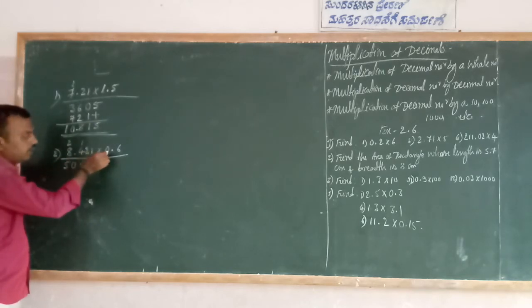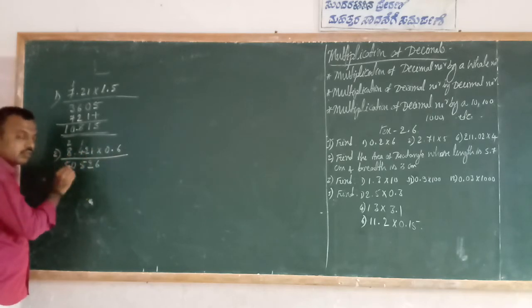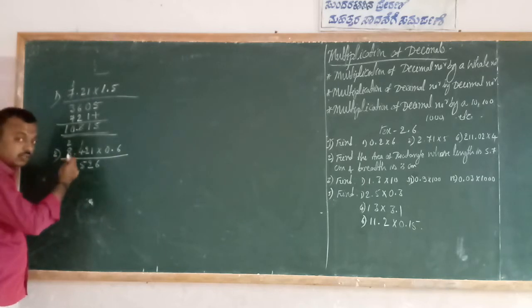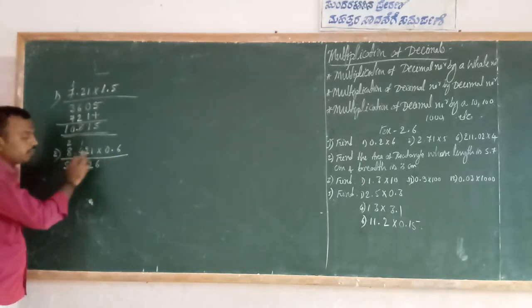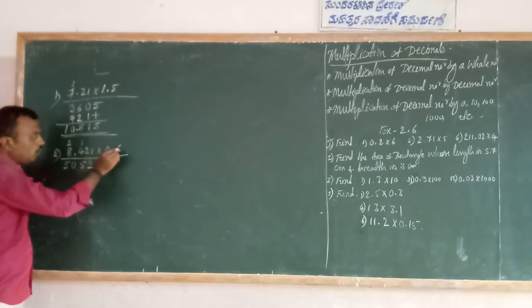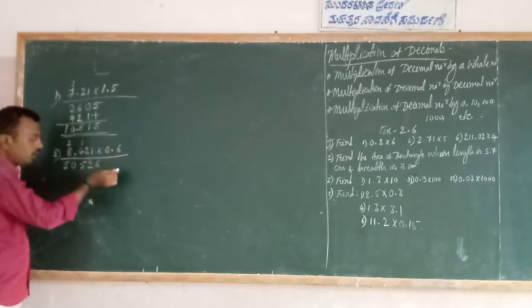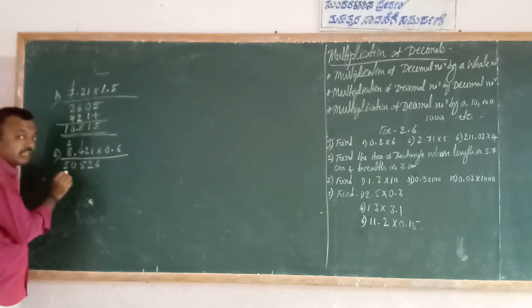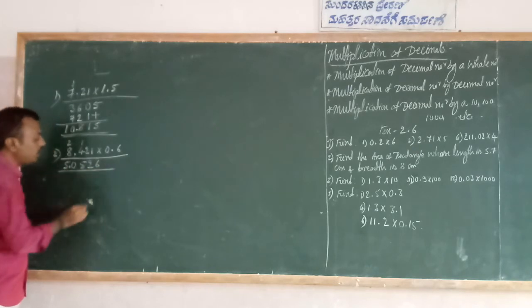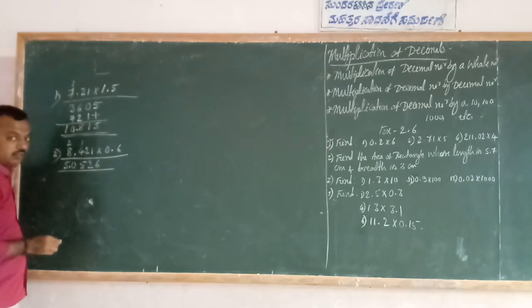Now next, 0. If anything is multiplied by 0, the answer will be 0. You need not multiply by 0. After that, point after how many digits is there? 1, 2, 3. Here 1, here 3, here 1. Total how much becomes? 4. Now we leave 4 digits from the right side in the given product. So 1, 2, 3, 4. Then we can put the point. It becomes 5.0526 is the product. Do you understand?